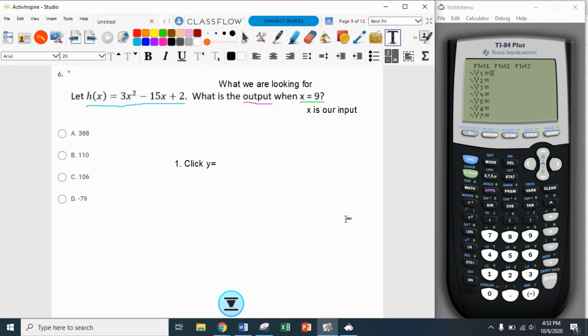So here we go. I'm going to type it in exactly like I see it. I see 3x squared, 3. To get my x, I put that button next to alpha, 3x. I square it with my x squared button. Then I'm going to say minus 15x, minus 15. There's my x again. And then I'm going to add 2, plus 2. So step 2 was type in the equation exactly like you see it.